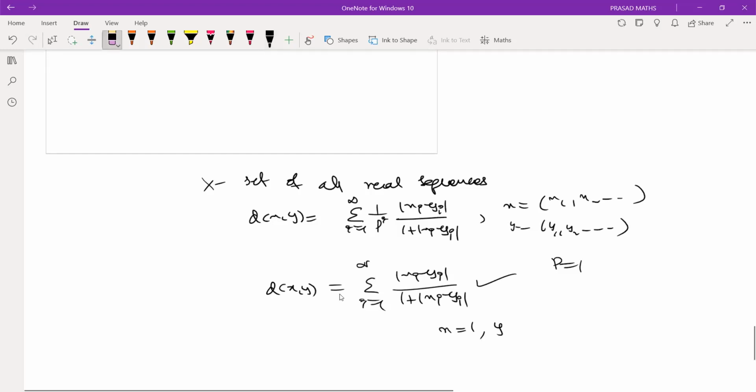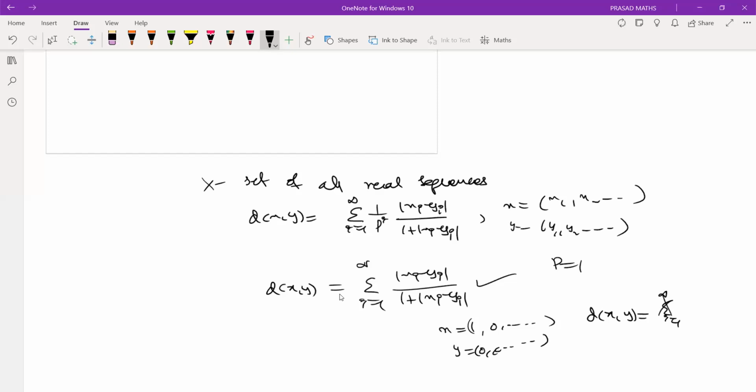If you take x as my sequence 1, 0, 0, 0, 0, 0, and if you take my y sequence as the constant sequence 0, 0, 0, 0, what is my distance between x and y? It is summation i equals 1 to infinity, and only at the first place it survives. That means mod of 1 minus 0 divided by 1 plus mod of 1 minus 0, that means 1 by 2. It is a constant function, therefore it is not a metric.